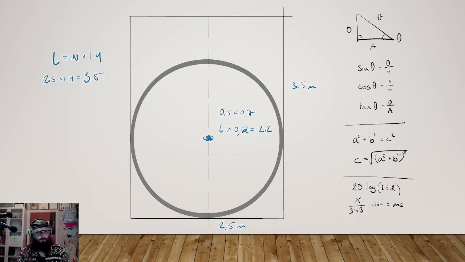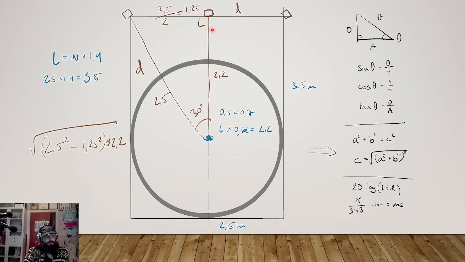Now, let's go for the fun stuff. Starting off here with the front, left, center, right. The center one is simple. We have the distance here already calculated because we're sitting at 0.62 times the length of the room, which is 2.2.